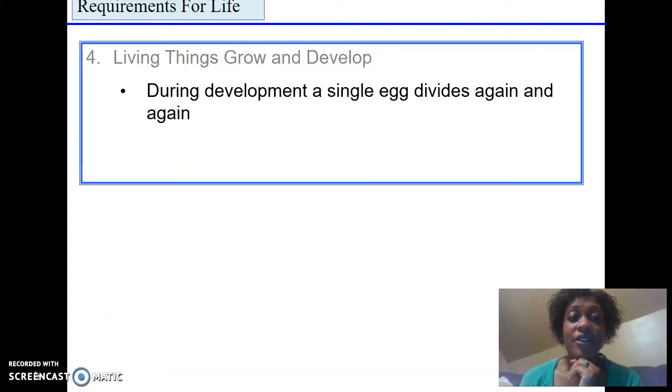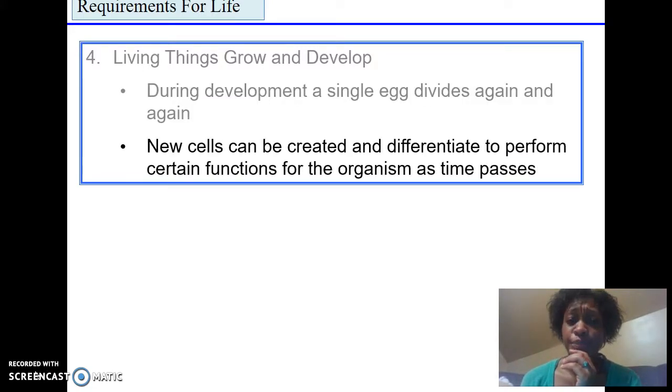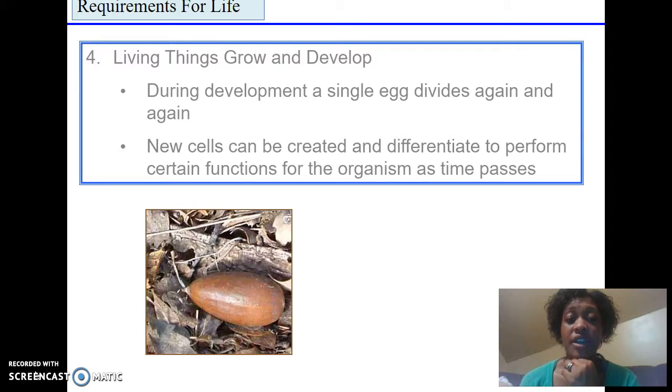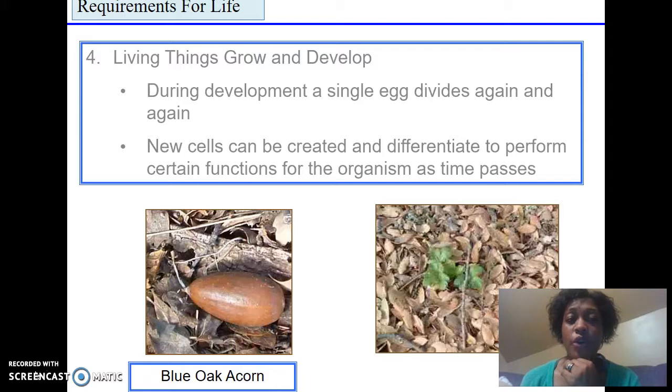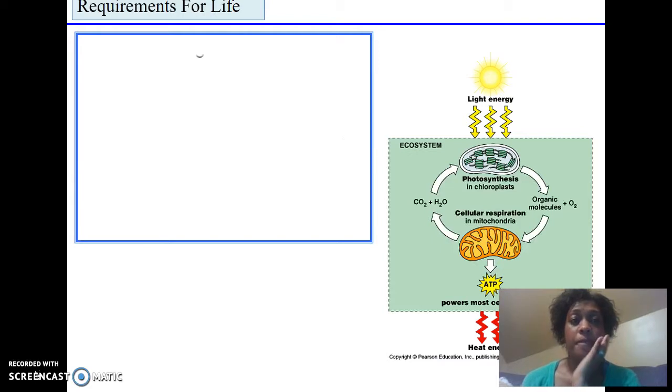Another characteristic of life is that living things grow and develop. Once you're born or you have those offspring, they're going to grow and develop into full-grown organisms that are going to undergo the same process of passing down genetic information and producing more offspring. So growth and development is another characteristic of life that allows you to be alive. Whether you're an animal or a plant, you grow and develop.